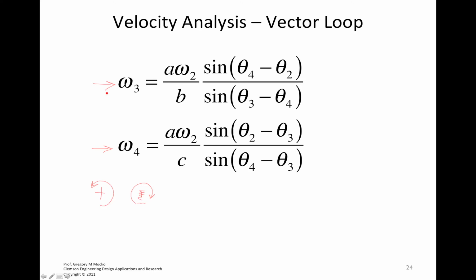clockwise. So the velocity of link 3 is A times omega 2 over B divided by sine of theta 4 minus theta 2 times sine of theta 4 minus theta 2 divided by sine of theta 3 minus theta 4. What you will see here is this is a single value. If you remember back to position analysis, there was theta 3 solution 1, 2, and theta 4 solution 1, 2. So there were two valid expressions for position. There is a single valid expression for velocity.